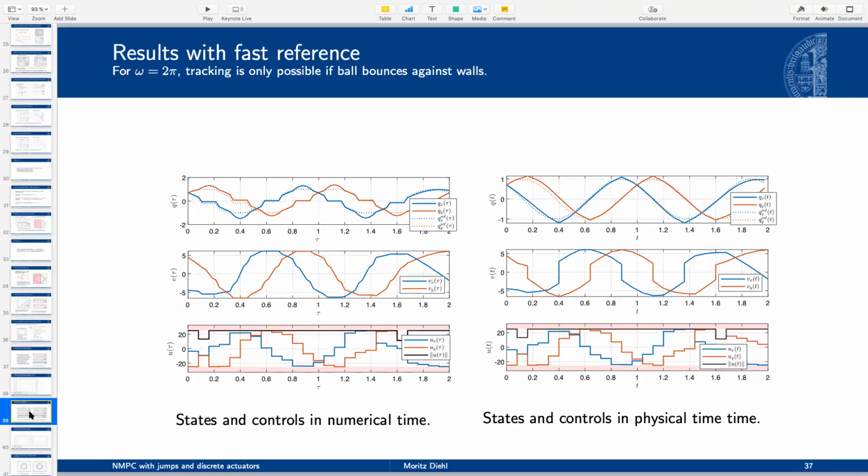But then you can solve it with a faster reference. So now you want to follow a faster reference, and then it turns out that you need to touch the boundaries from time to time. And here on the left, you have the numerical time plot. Right, it's in physical time. And in physical time, you see there are these jumps in velocities.